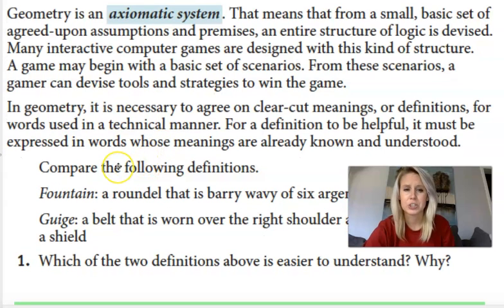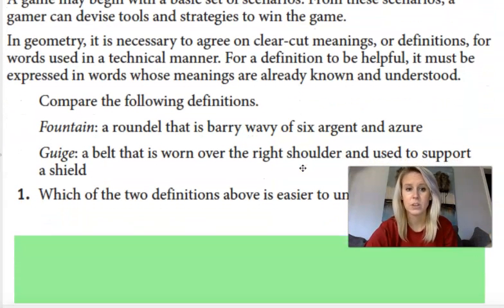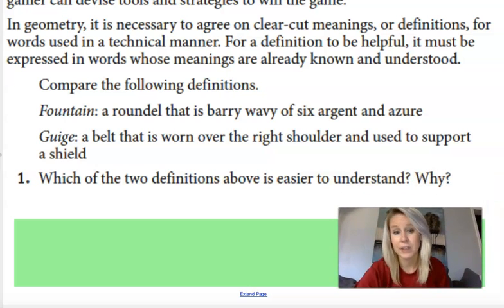Okay? So in geometry, it's necessary to agree on clear-cut meanings or definitions for words to be used in a technical manner. Okay? So for a definition to be helpful, it must be expressed in words whose meanings are already known and understood. Okay? So let's take a look at these two definitions. A fountain and, I don't know how to say that word, a gauge. And so I want you to tell me which of the definitions above is easier to understand and why. So press pause, read those definitions, and then jot down which one is easier to understand and why you think so.